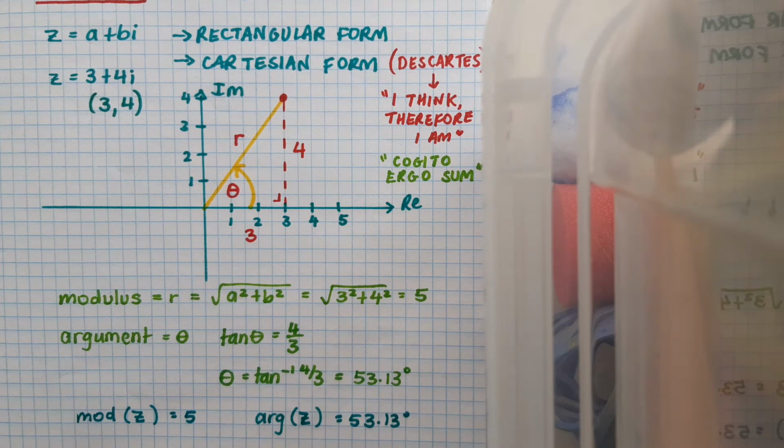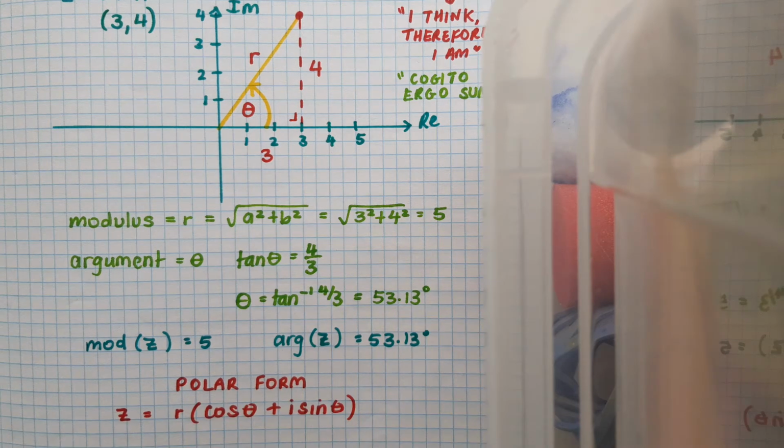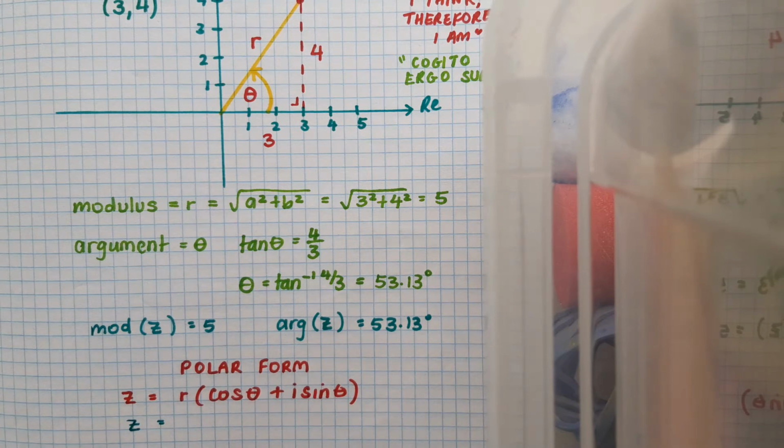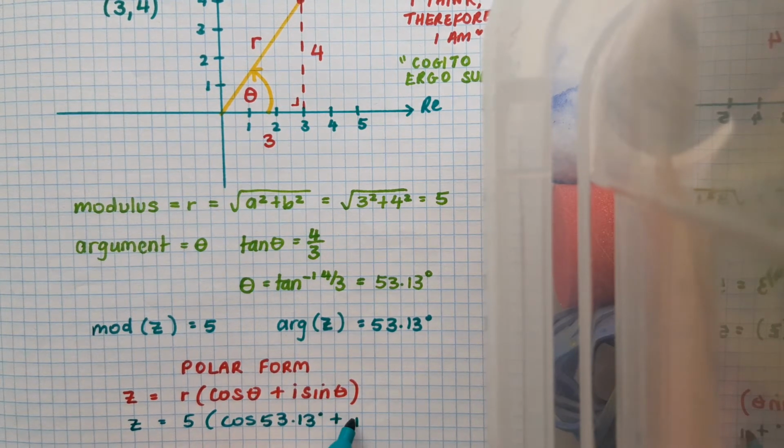So now I have my two pieces of information. Mod z is 5 and arg z is 53.13. Don't forget, mod z is just your r and arg z is just your theta, your angle. And when we're creating the polar form, we've got a particular structure for it, which is z equals r(cos theta plus i sin theta). So once I know what my r is, my modulus, mod z, and I know what my theta is, which is my angle, arg z, I can just fill them in to have the complex number in polar form. So in this case, that's going to be 5 times (cos 53.13 plus i sin 53.13).